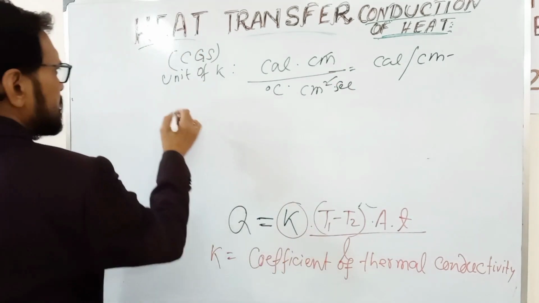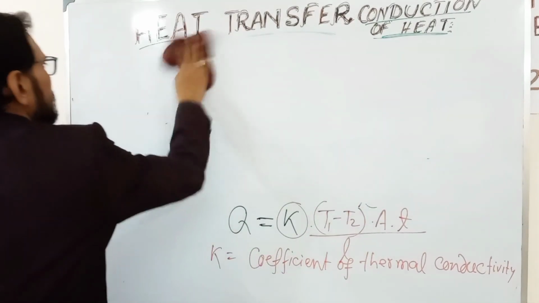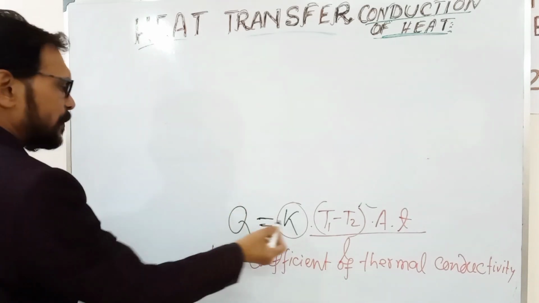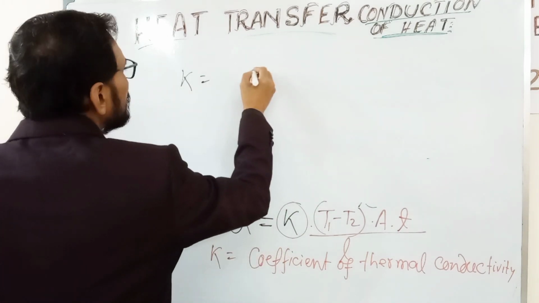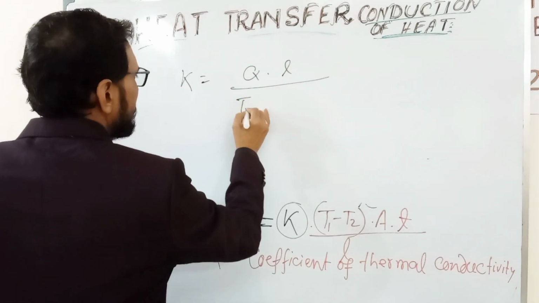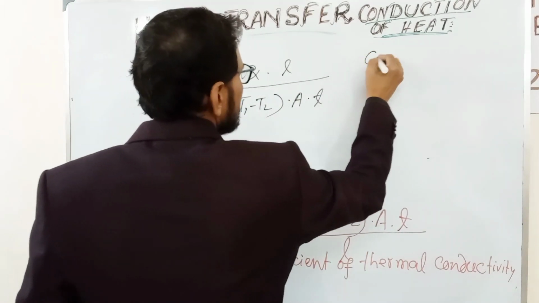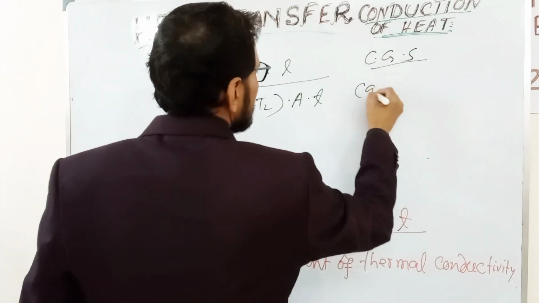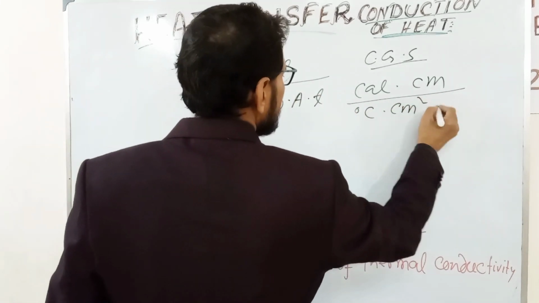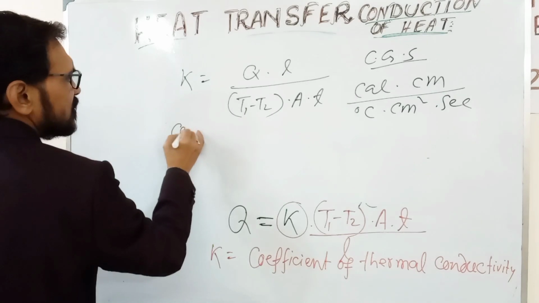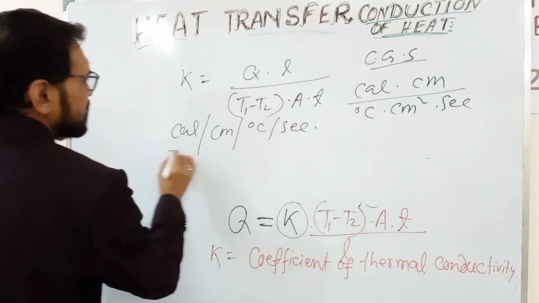So what is the value of K? To find the unit of K, K equals Q into L divided by (T1 minus T2) into A into t. Now what is the CGS unit? Q is calorie, L is centimeter, T1 minus T2 is degree centigrade, area is centimeter square, and t is second. So the unit is calorie per centimeter per degree centigrade per second. This is the CGS unit.